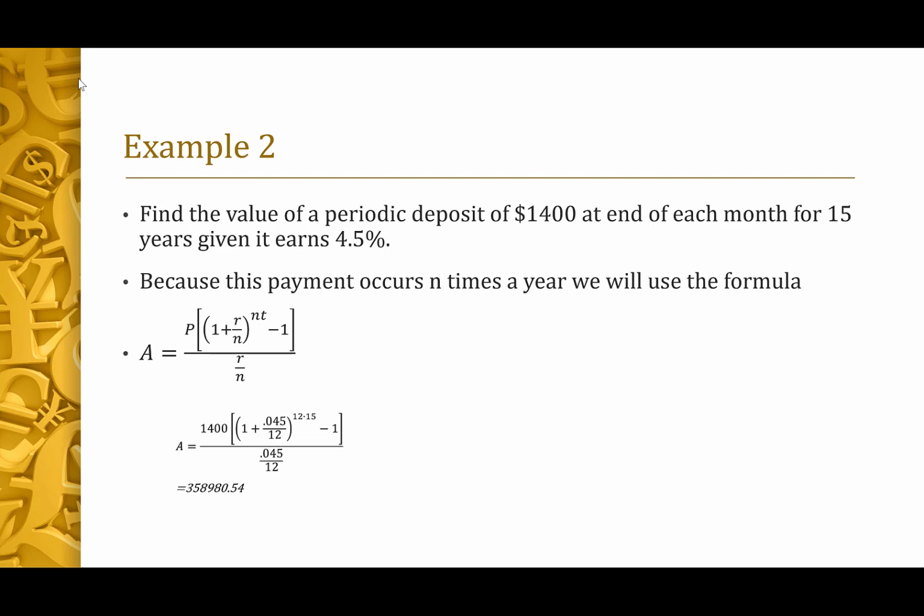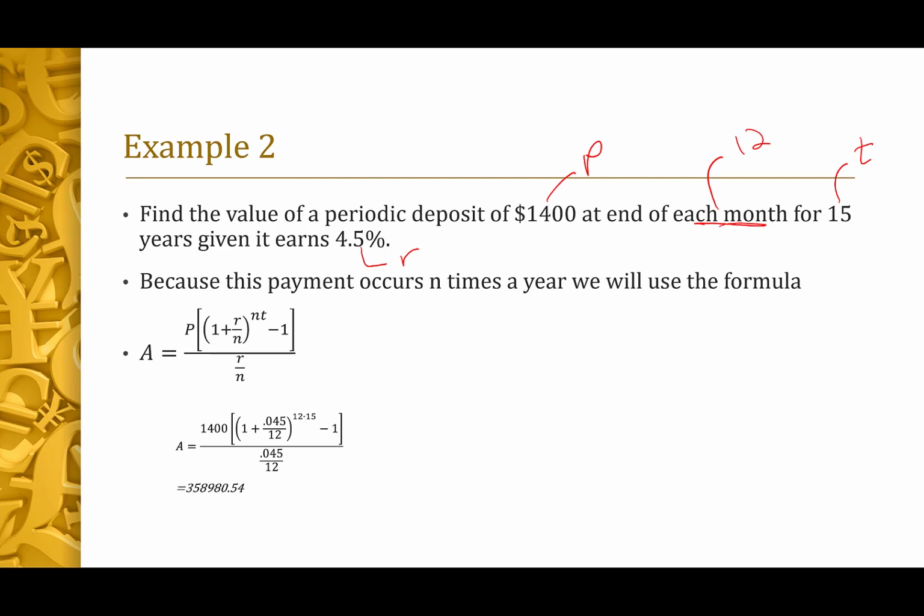So you want to go through and kind of pull the pieces apart. The $1,400, that's going to be the P. You can see that in the formula. 15, that was our time. Again, you can see that in the exponent. The monthly, this is 12. There's 12 months in a year. And then 4.5%, that is your r. That's how much interest you're earning. So all those things got plugged into my formula.